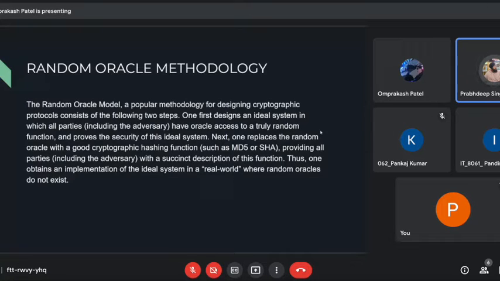Random oracle methodology. The random oracle model, a popular methodology for designing cryptographic protocols, consists of the following two steps. One, first design an ideal system in which all parties have oracle access to a truly random function and prove the security of this ideal system. Next, replace the random oracle with a good cryptographic hash function, providing all parties with a description of this function. Thus, one obtains an implementation of the ideal system in a real world where random oracles do not exist.